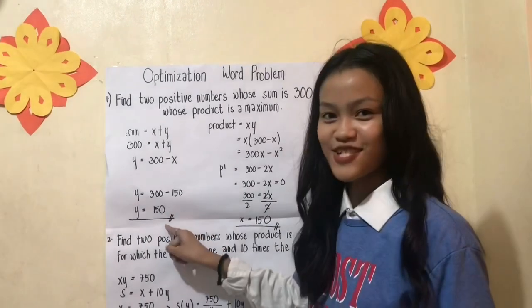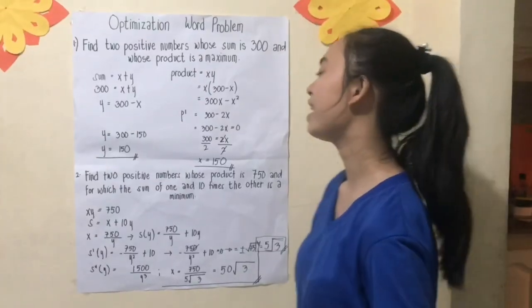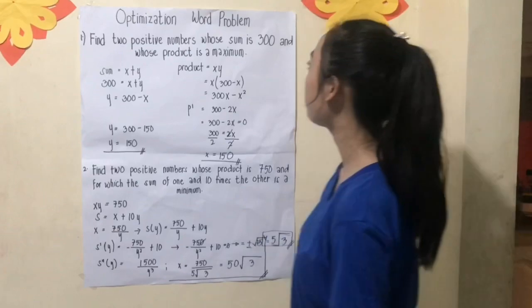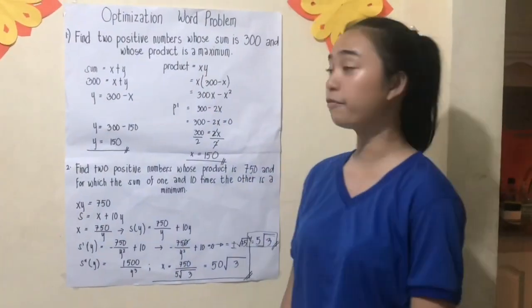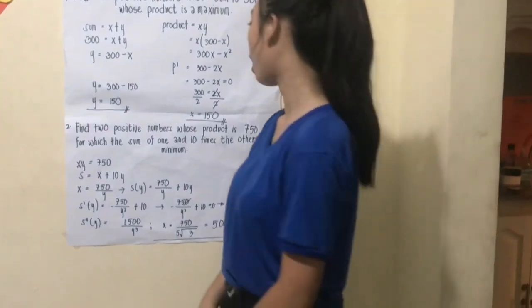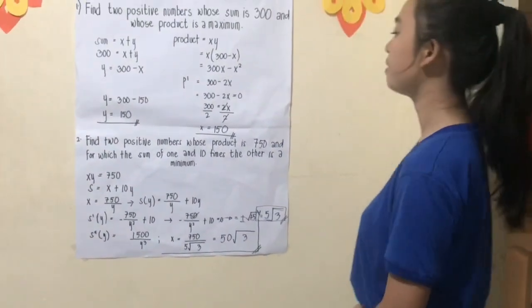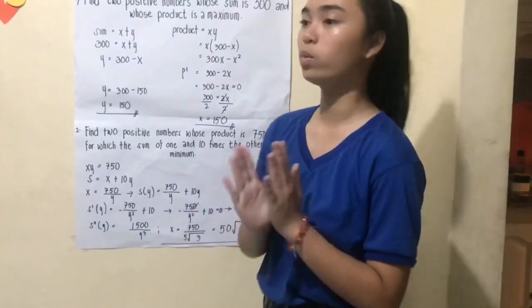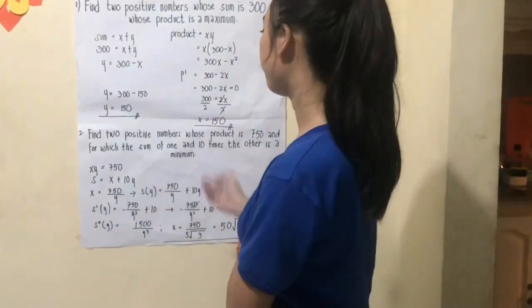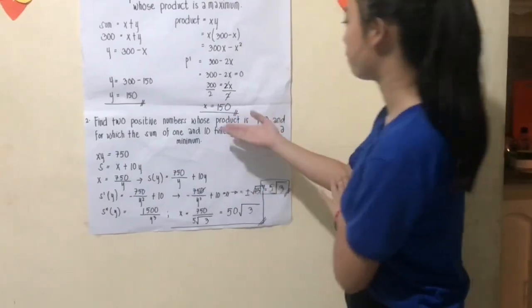The second example of an optimization word problem is: find two positive numbers whose product is 750 and for which the sum of one and 10 times the other is a minimum. The solution is, let's combine the x and y. It equals 750, which is our product.